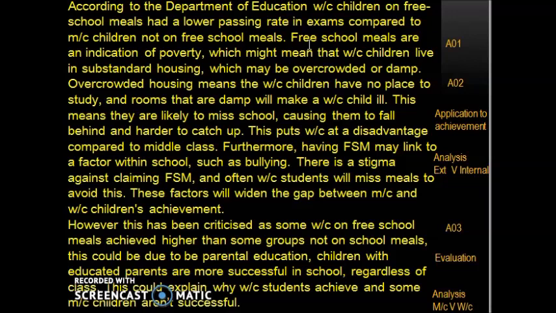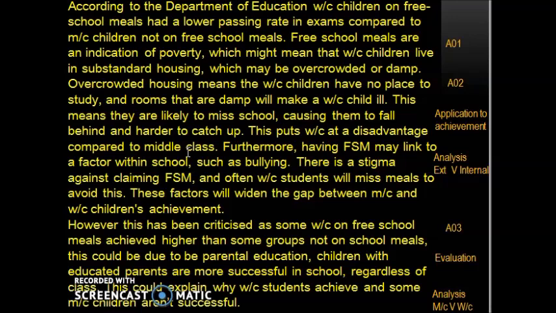So free school meals is an indication of poverty. That might mean that they live in substandard housing, which might be overcrowded, or it might be damp. Logically, we're then saying overcrowded housing means that working class children have no place to study. The rooms that are damp will make the working class child ill, and that means that they're going to miss school. And then we've got the implication, they're going to fall behind and find it harder to catch up, implicitly linking it to low educational achievement. And this is putting them at a disadvantage compared to the middle class. Very brief analysis there, not developed.